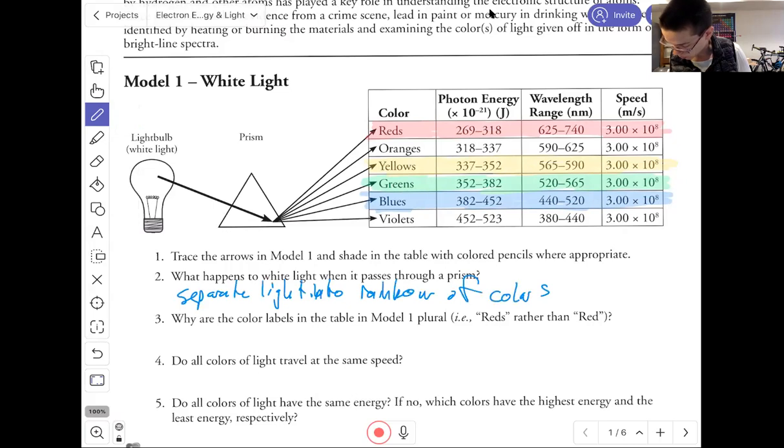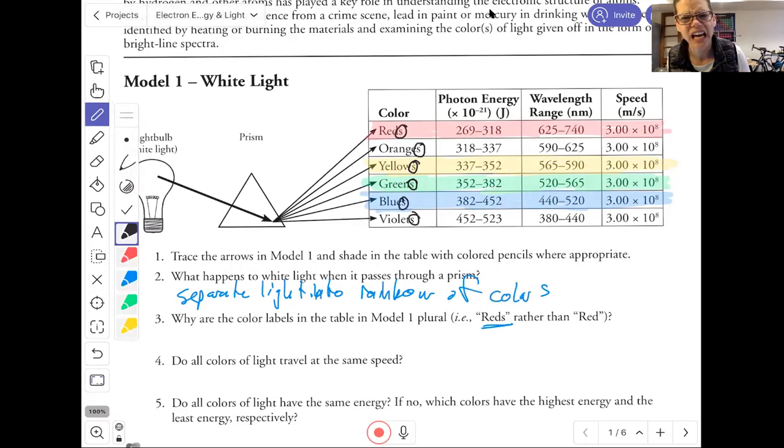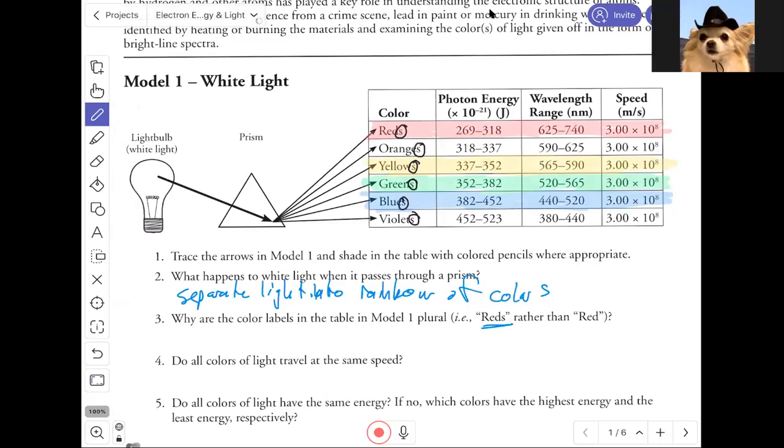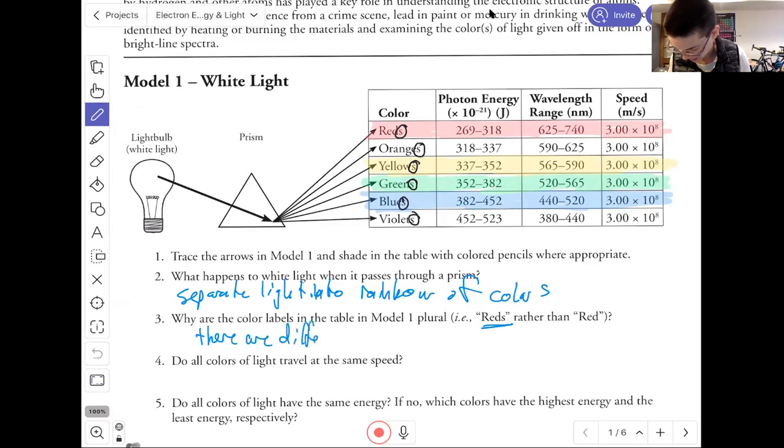Okay, but why do we have plurals here? Why does it make sense that we're saying this is reds and oranges and yellows and greens and blues and violets? Because there are different shades of colors within those categories. There's not just one red. There are shades. There are what we refer to as hues. There are different shades, hues of each color.